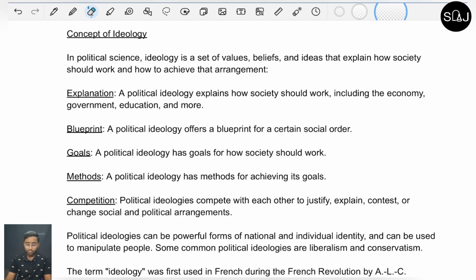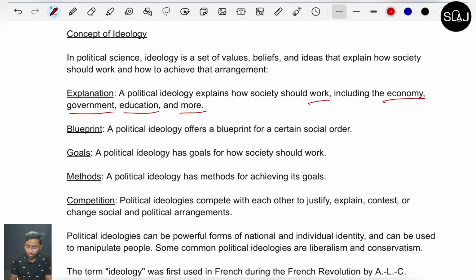So let's start. In political science, ideology is a set of values, beliefs, and ideas that explain how society should work and how to achieve that arrangement. Now, what is the actual explanation of that? We can say a political ideology explains how society should work, including the economy, the government, education, and more.